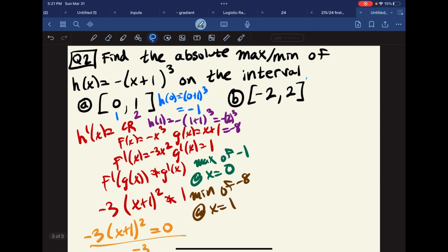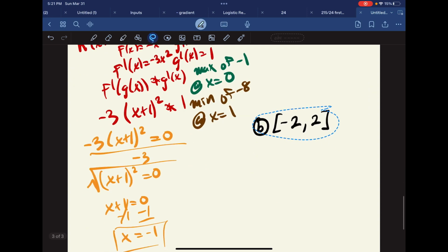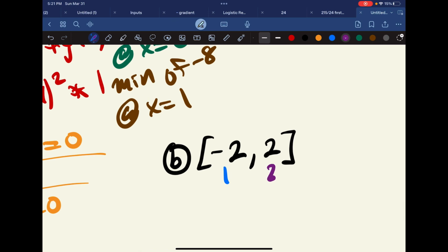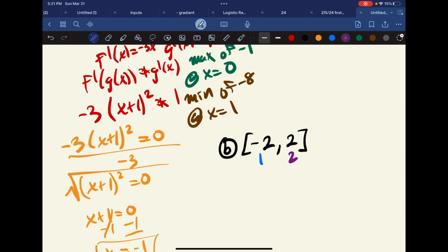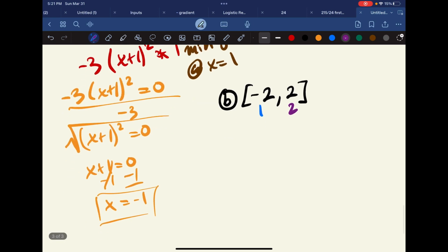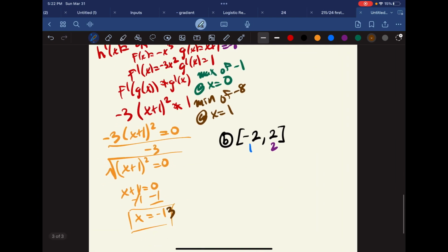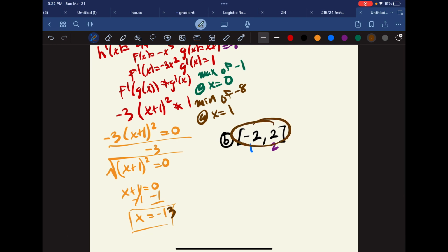I'm going to bring b down here. So if you'll notice, the only difference with b, the function is still the same, but we have 2 different endpoints, right? And again, the endpoints are always candidates for maxes and mins. But this also now includes this x equals negative 1 for the possible maxes and mins. And that's because negative 1 is between negative 2 and 2. So then now we actually use it.